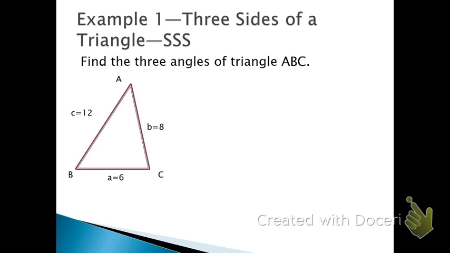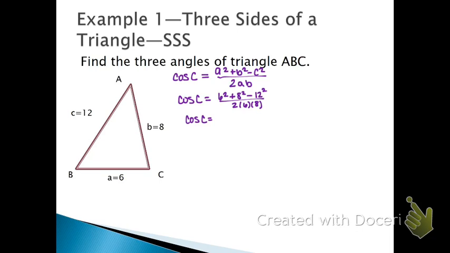So which angle do we want to find first? C. We're going to find angle C first. So we know using our law of cosines that cosine of C is equal to a squared plus b squared minus c squared over 2ab. Because it's across from my largest side, therefore it's my largest angle. All right, so then let's plug it in. We know A is 6, B is 8, minus C, that is 12, over 2 times 6 times 8.